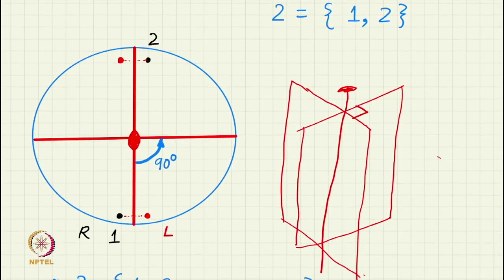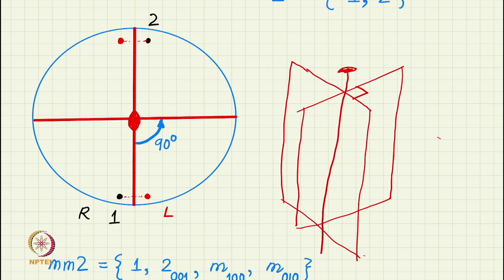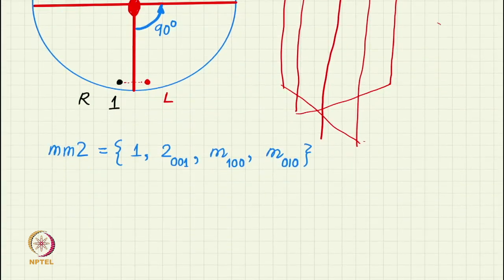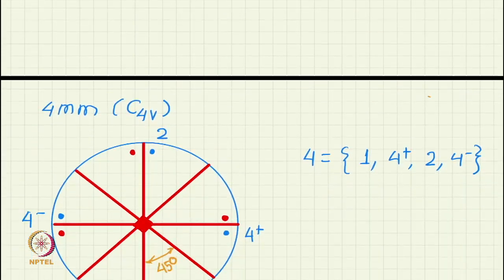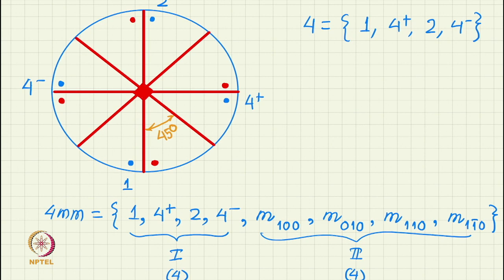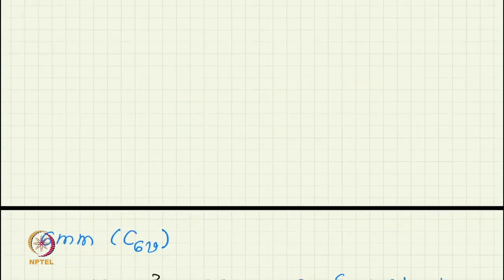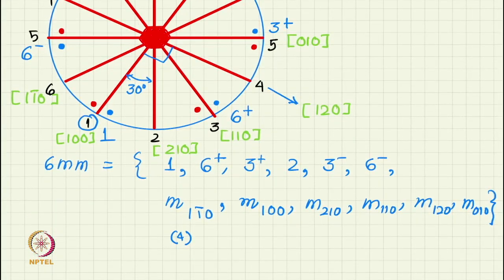One general thing you may notice is that the angle between 2 successive mirrors in any of these groups is half the angle of rotation of the axis. In the 2-fold case, the rotation axis gives you a rotation of 180 degree, but the mirrors are at 90 degree. In the 3-fold case, the rotation is of 120 degree, the mirrors are at 60 degree. 4-fold: rotation of 90 degree, mirrors at 45 degree. And 6-fold: rotation of 60 degree, but mirrors at 30 degree.